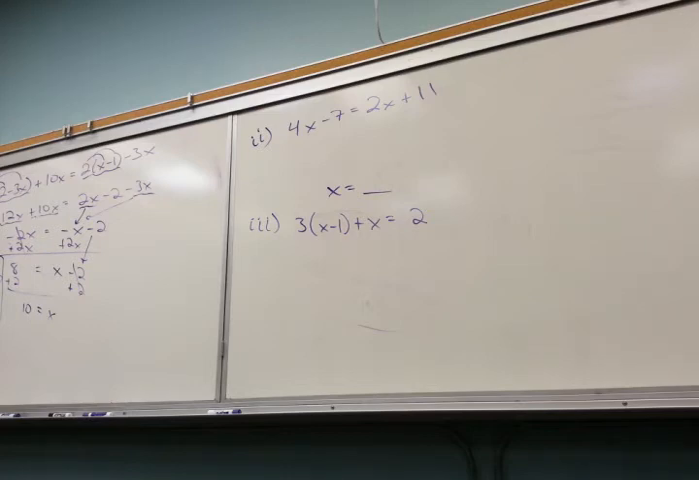Because what's the operation right now? 2 times x. What are they doing? What operation are they doing? Are they adding? They're multiplying. So how do you undo multiplication? Divide.